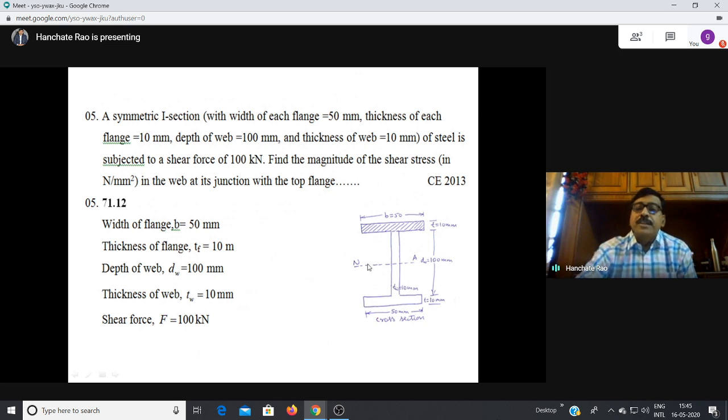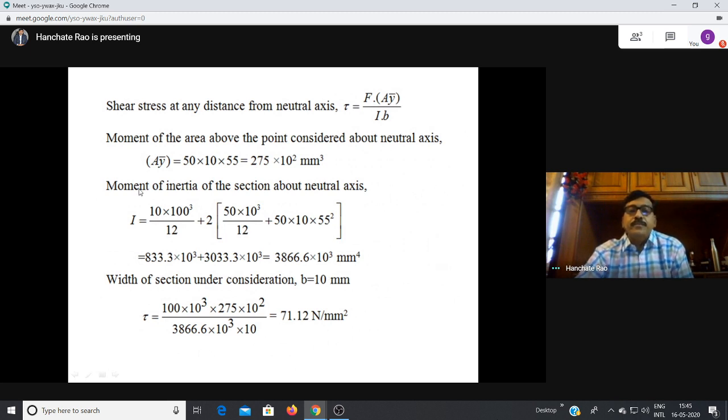For a symmetrical section, the neutral axis passes through the centroid, so it is at the center. The shear force is 100 kilonewtons. Shear stress at any distance from the neutral axis is equal to F into Ay bar by I B. So let us consider the moment of the area above the point considered about the neutral axis.